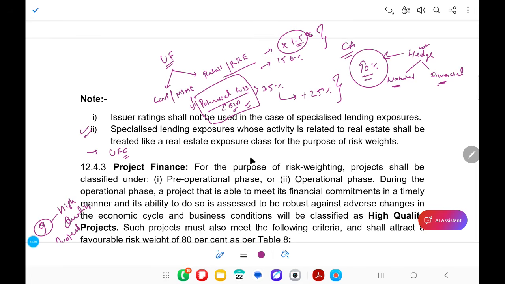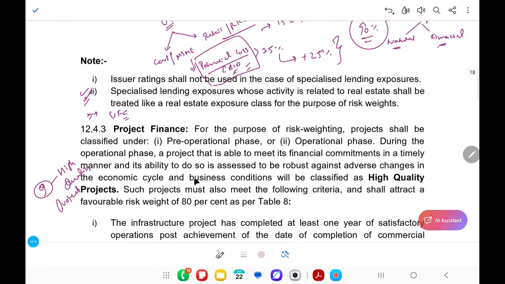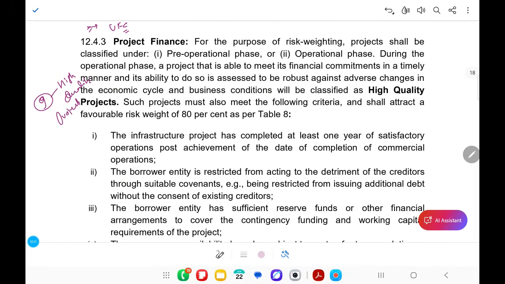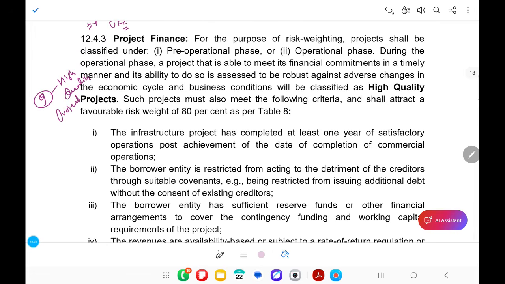So friends, let's proceed further, because I think I've sufficiently explained this part about the special convenience here, which the RBI has mentioned. Okay, so friends, coming back to our project finance, we were talking about the criteria for defining high quality projects. Okay, so coming to criteria number one, as you can see, there are 9 total criteria given here. Criteria number one talks about the proven track record, right? Proven track record. So what does this mean?